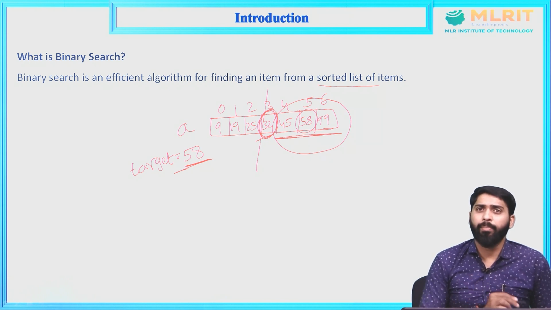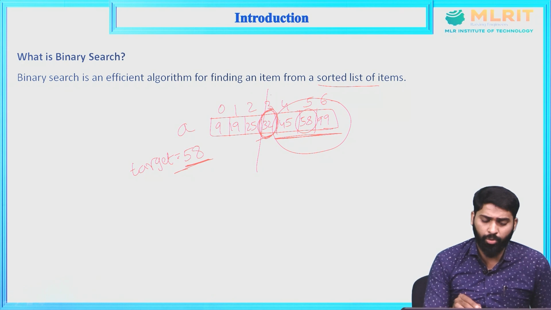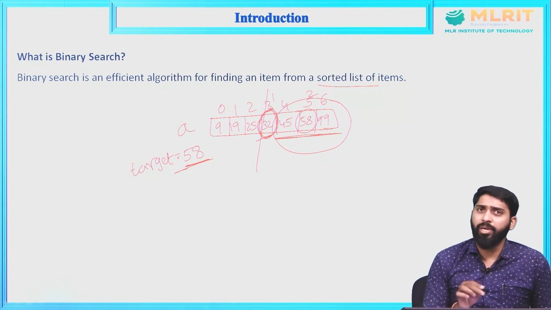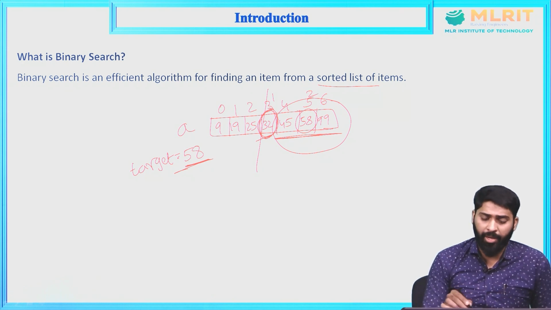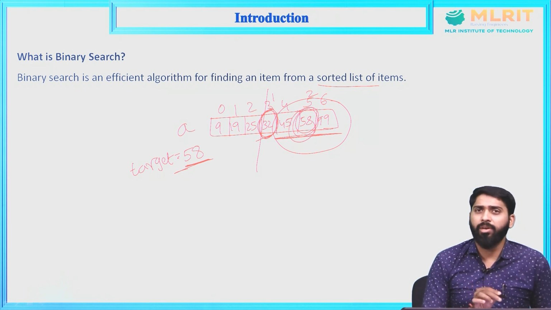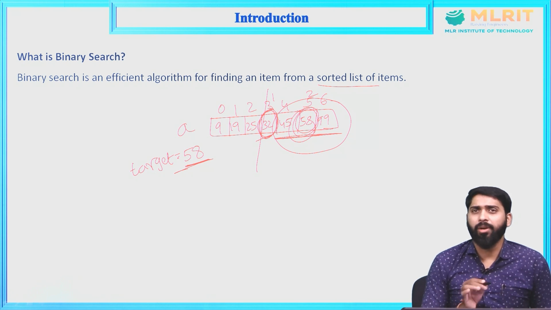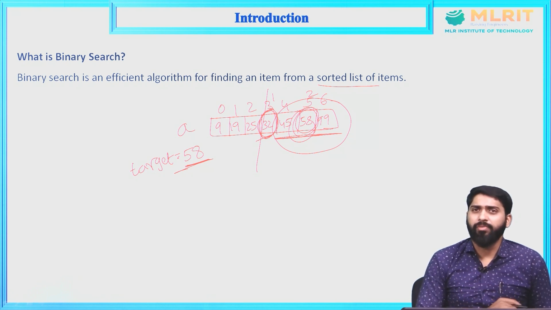Here how many comparisons did we do? We did only 2 comparisons. If it were a linear search, we would compare up to 5 times. So that is a disadvantage of linear search. The advantage of binary search, when compared to linear search, is that the time complexity is low. I hope you all understand the purpose of binary search.